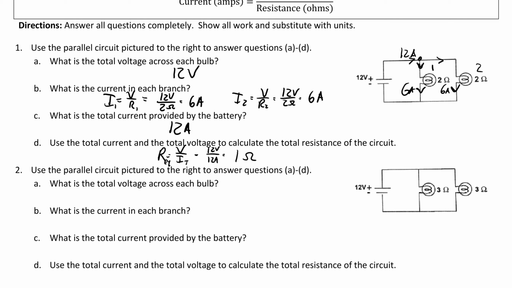But how could that be? I have a 2 ohm resistor and a 2 ohm resistor. In series, 2 plus 2 is 4. But in parallel, you could say 2 plus 2 is 1. So that's the rule for parallel circuits. The equivalent resistance is always less than the smallest resistor.